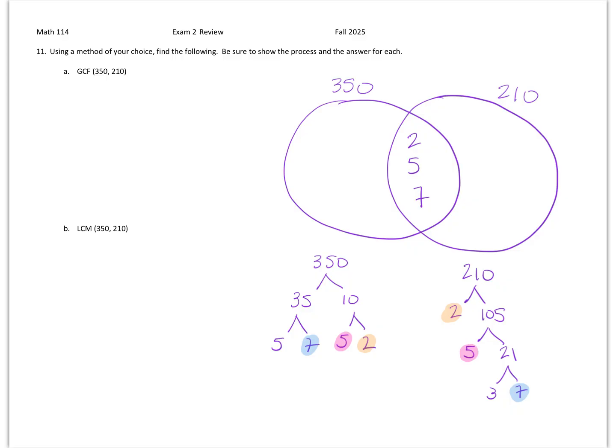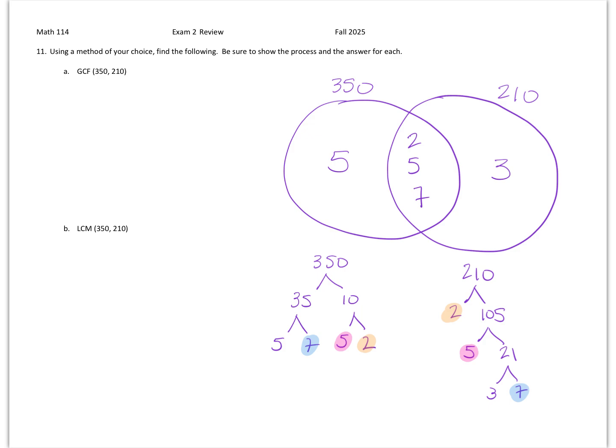And then what they don't have in common goes over here. So for 350, 350 has another 5 that 210 doesn't have. So we put that over here. And 210 has a 3 that 350 doesn't have. So we put that over here.